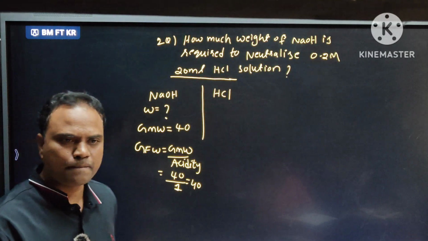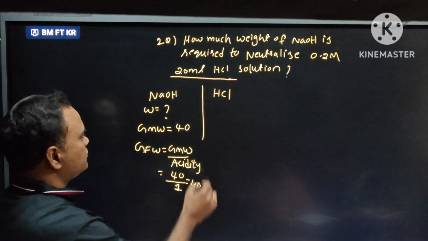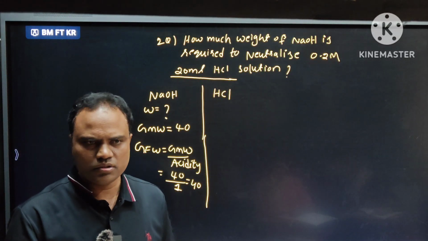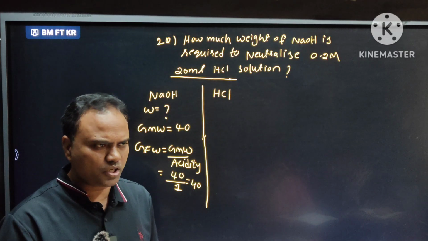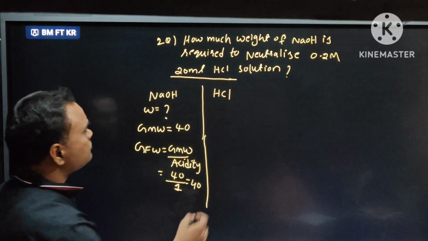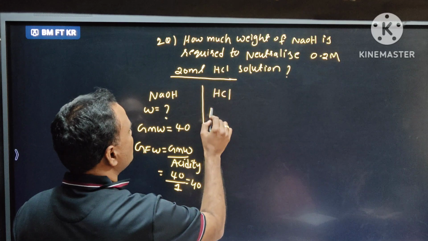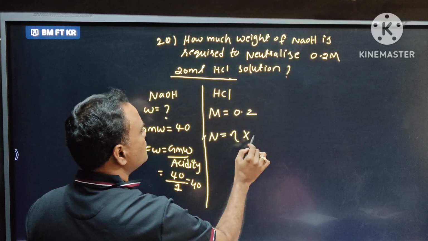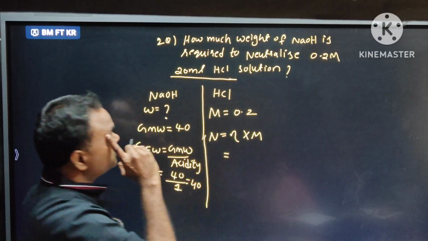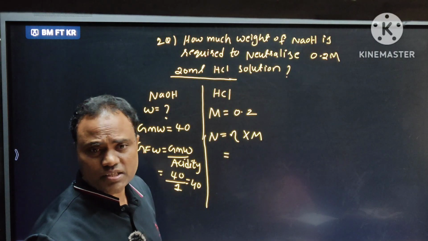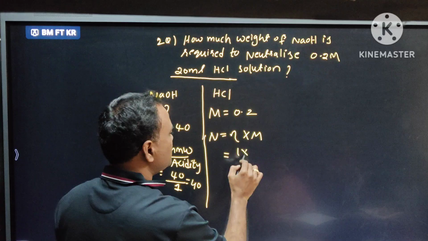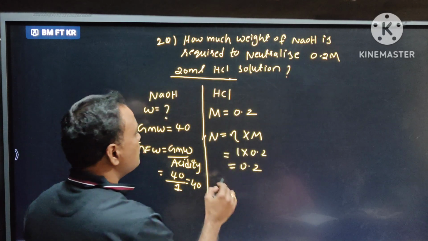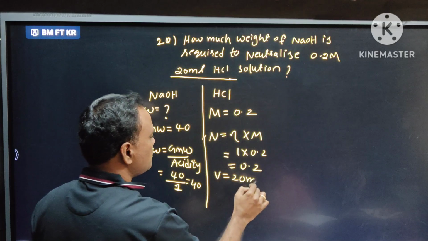Right. Weight you have to calculate. Gram molecular weight is fixed. Generally we have to remember gram molecular weight. HCl data: HCl molarity is 0.2. Then what about normality? N factor into molarity. N factor for HCl, how many H plus ions does it give? 1. So 1 into 0.2 is equal to 0.2. And volume is 20 ml.